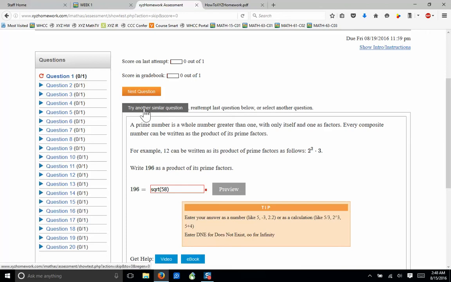Now, if you click on this one, it's going to reattempt another question that's similar. You don't want to try this because you've been working on 196 all this time. And so you don't want to do this.